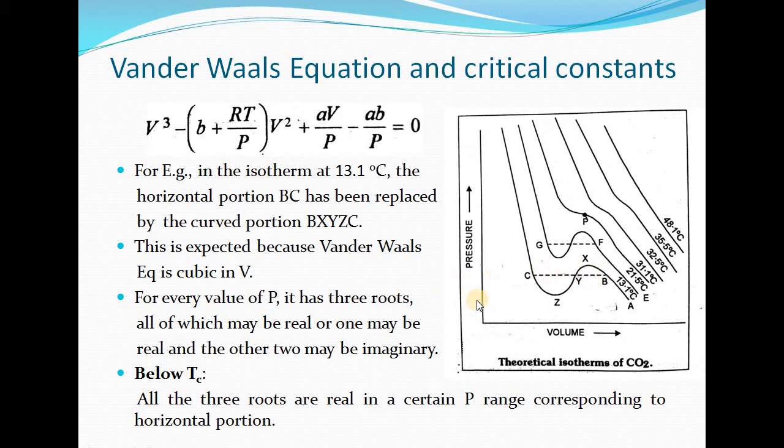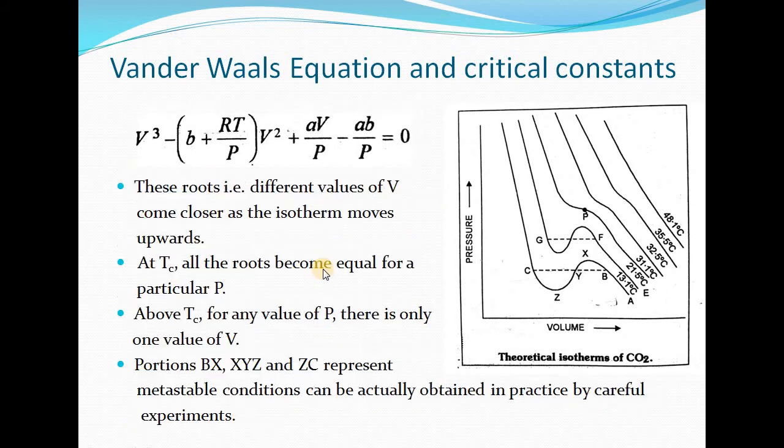A particular value of pressure P corresponds to a horizontal line. So corresponding to this particular pressure, we get 3 roots of V. Like in this ABCD isotherm, we have C, Y and B as the 3 roots of the volume corresponding to the horizontal line from the y-axis. So there are 3 roots of V corresponding to this horizontal line, which corresponds to a certain value of pressure P.